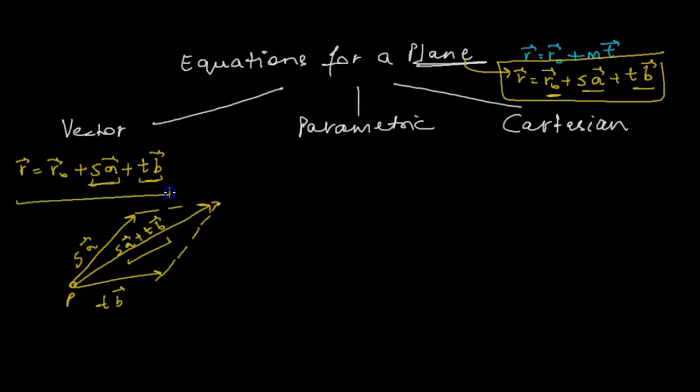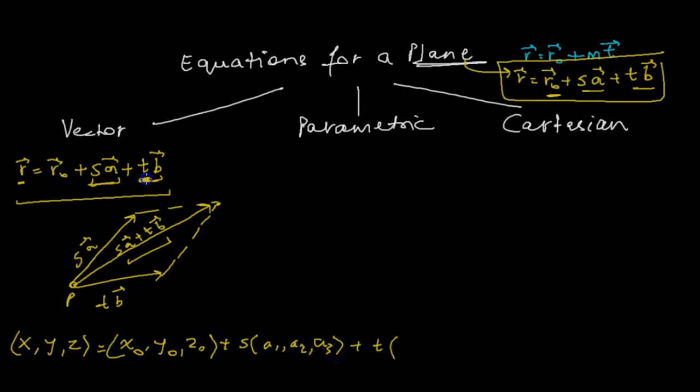Same as the line vector, we can expand this vector equation. So we can split this up into coordinates. So r can be written as x, y, z equal to x naught, y naught, z naught plus s is the constant and a vector would have its own coordinates. We can say a1, a2, a3, and t being the constant again, we would have coordinates for b vector as b1.